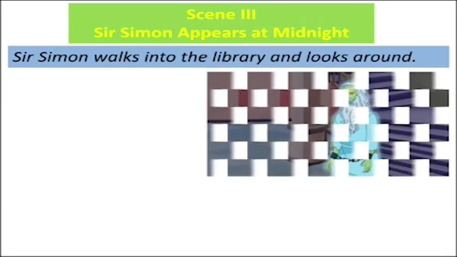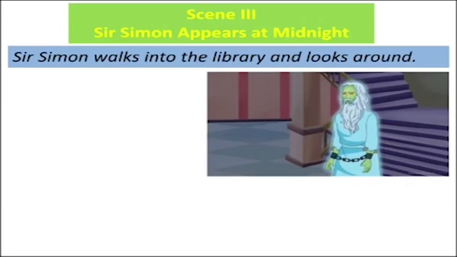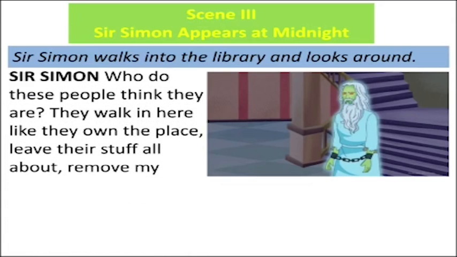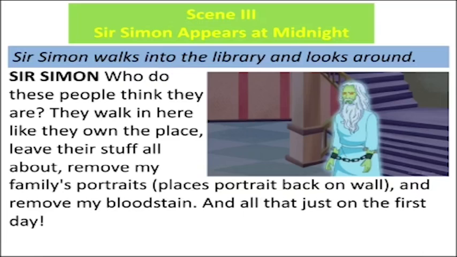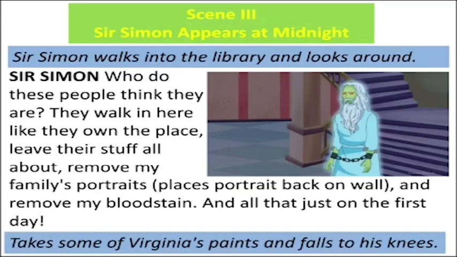Sir Simon walks into the library and looks around. So Sir Simon came to know that a new family has entered this castle. So he looks here and there, everywhere, and inquires about the situation there. Sir Simon speaks: Who do these people think they are? They walk in here like they own the place. Leave their stuff all about. Remove my family's portraits. Place his portrait back on the wall and remove my blood stain. And all that just on the first day.